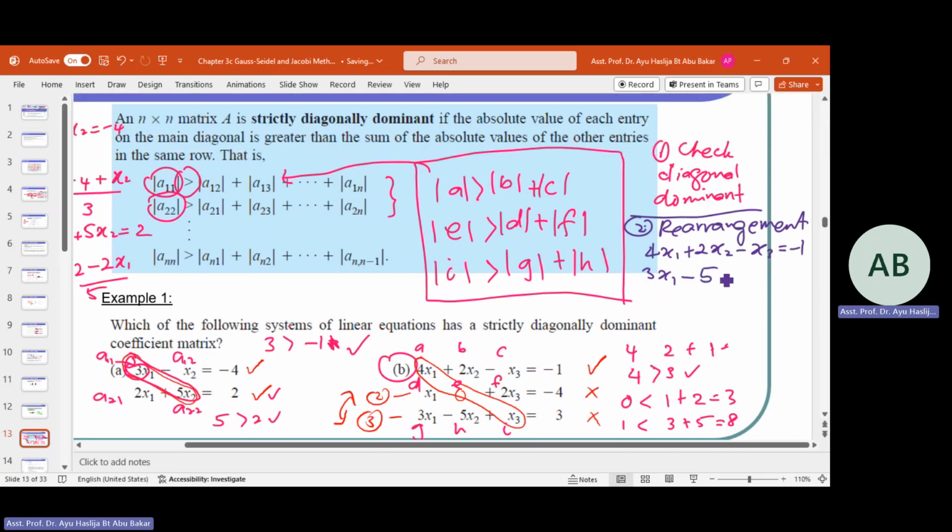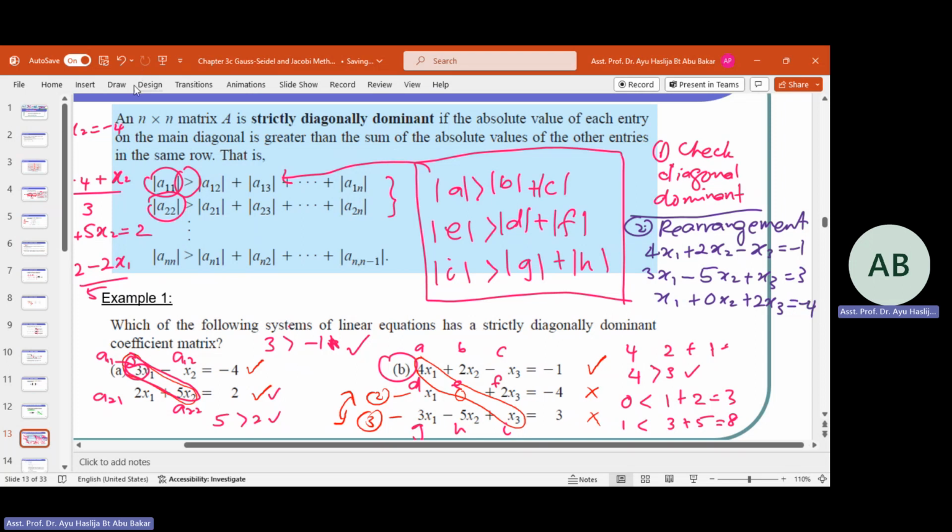Minus 5x2 plus x3. Then equation 2 move down: x1, 0x2 plus 2x3 equals negative 4.